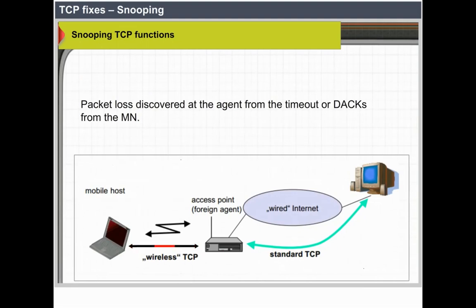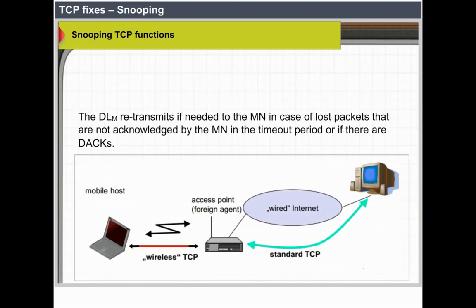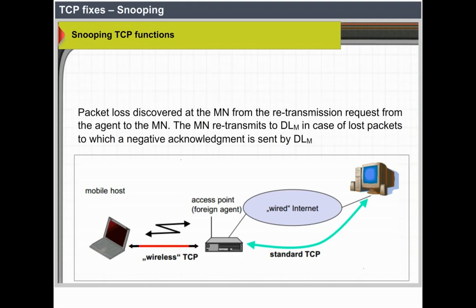Packet loss is discovered at the agent from the timeout or DACKs from the MN. The DLM retransmits, if needed, to the MN in case of lost packets that are not acknowledged by the MN in the timeout period, or if there are DACKs. Packet loss is discovered at the MN from the retransmission request from the agent to the MN. The MN retransmits to DLM in case of lost packets for which a negative acknowledgement is sent by DLM.